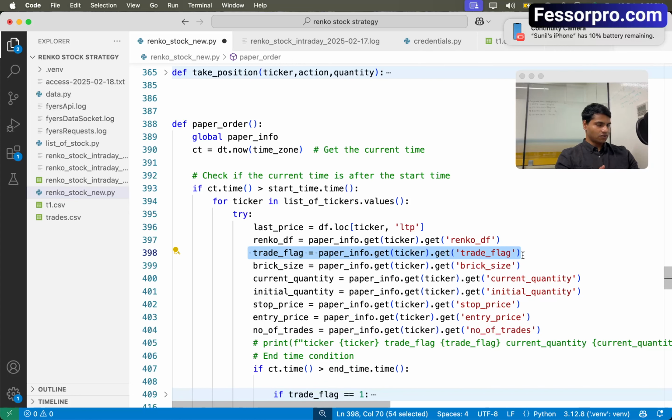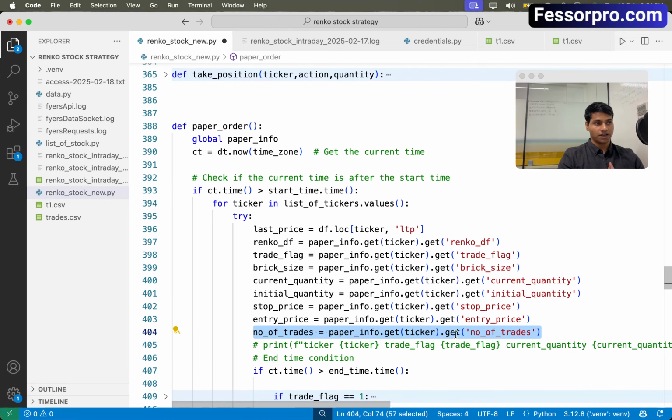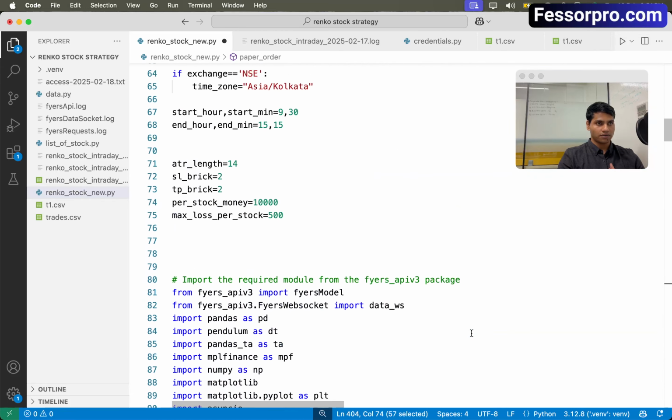Initially, trade flag will be 0. We will update this when we do something in the strategy. Then we have brick size. Brick size will differ from ticker to ticker. Current quantity initially will be a multiple of 2. Initial quantity will be a multiple of 2. Current quantity will be initially 0. Then stop price. If I have taken a trade, there will be some stop price. Otherwise, it will be 0. Entry price will also be 0. Number of trade will also be 0. Now remember that the maximum number of trades we can take is how much? 2, right?